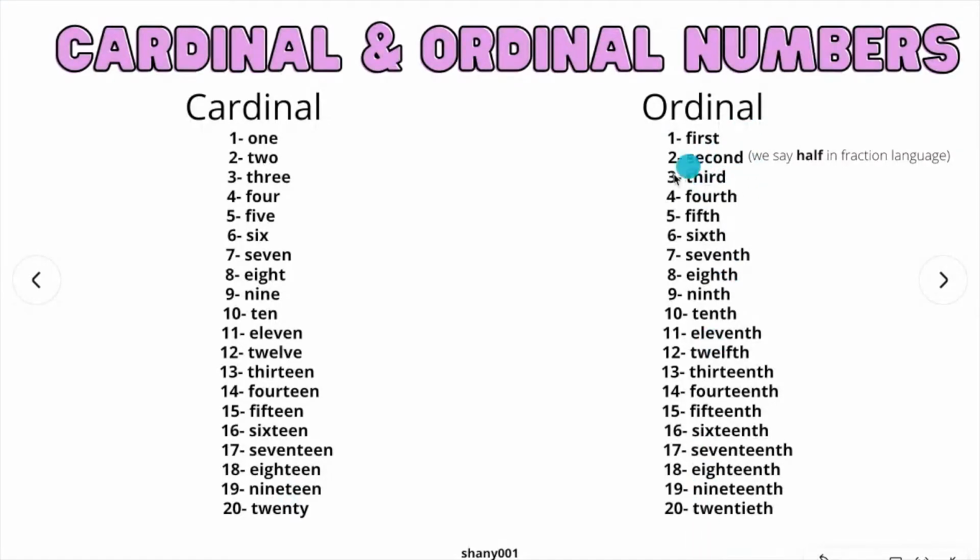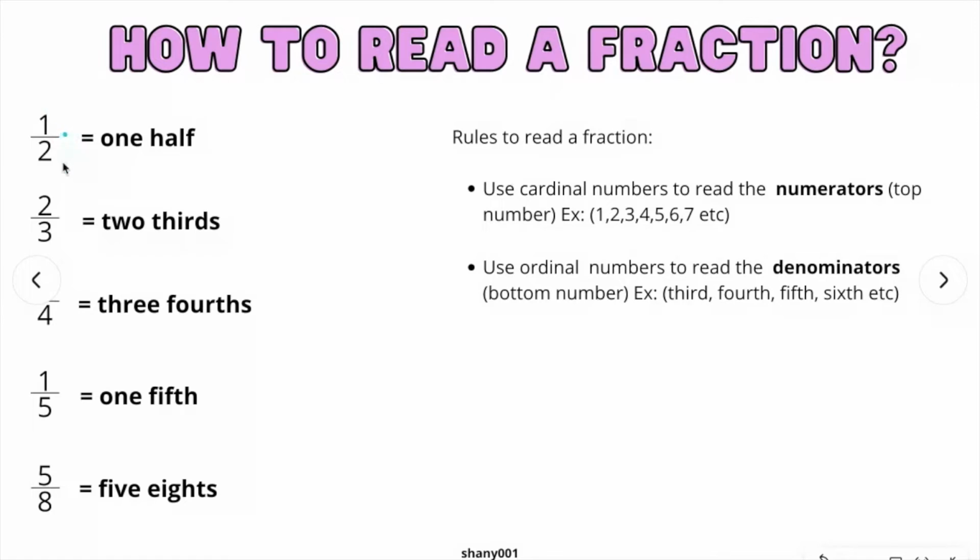Number 2, usually we say second, but in fraction language, we would say half. So not 1 second, but we would say 1 half. Here are some examples. 1/2 is written as 1 half. 2/3, 2 thirds with the S at the end because it's more than 1. The next one is 3/4 with an S at the end as well. Next one is 1/5, and the last one is 5/8.